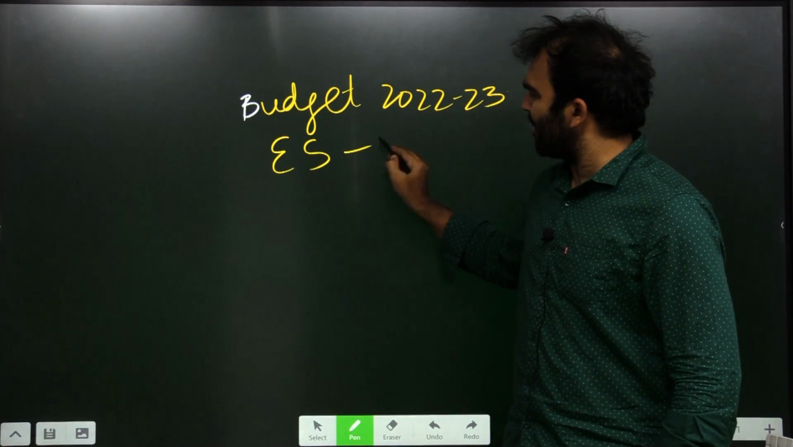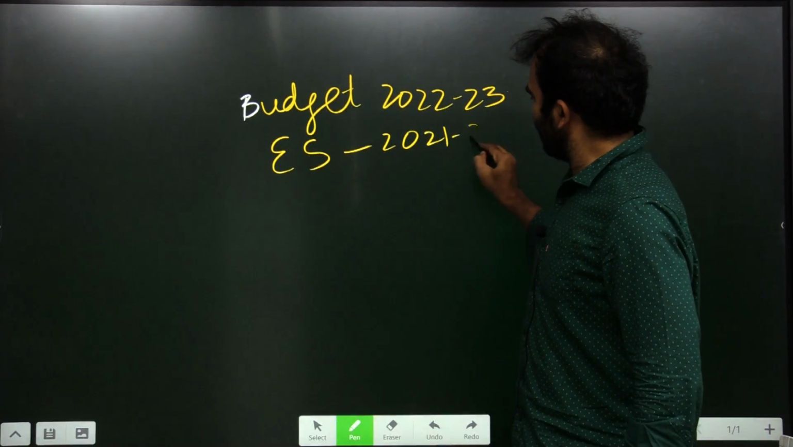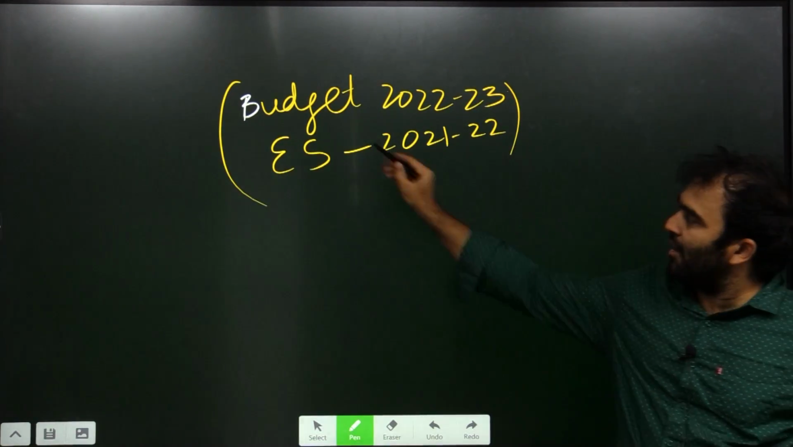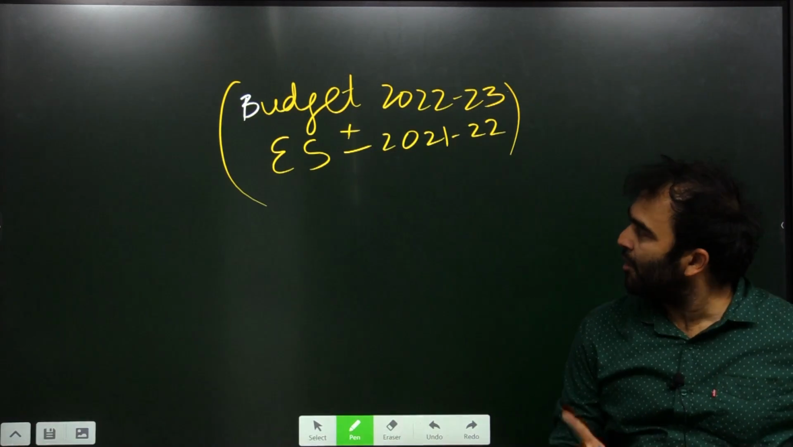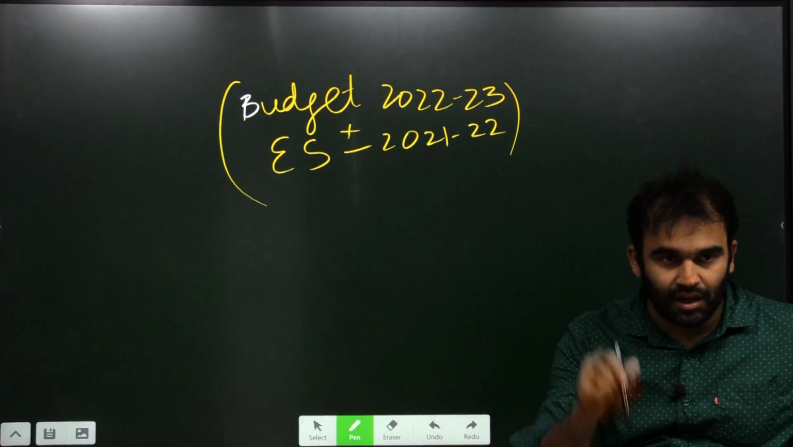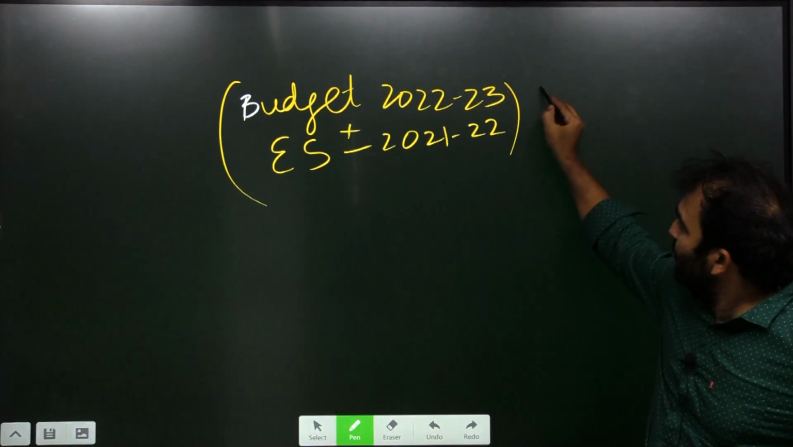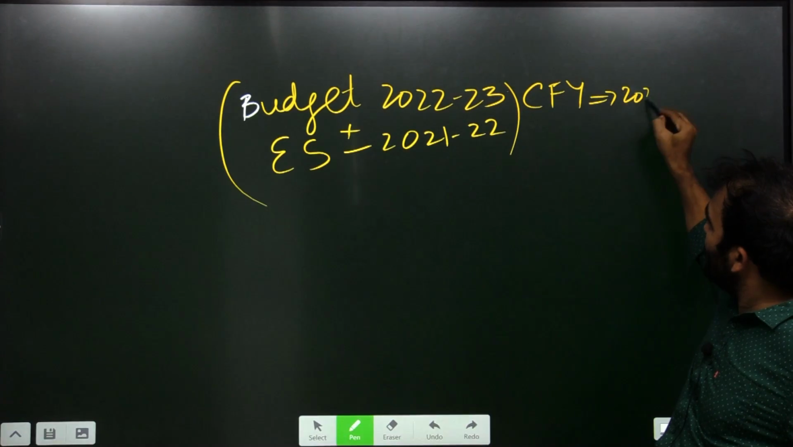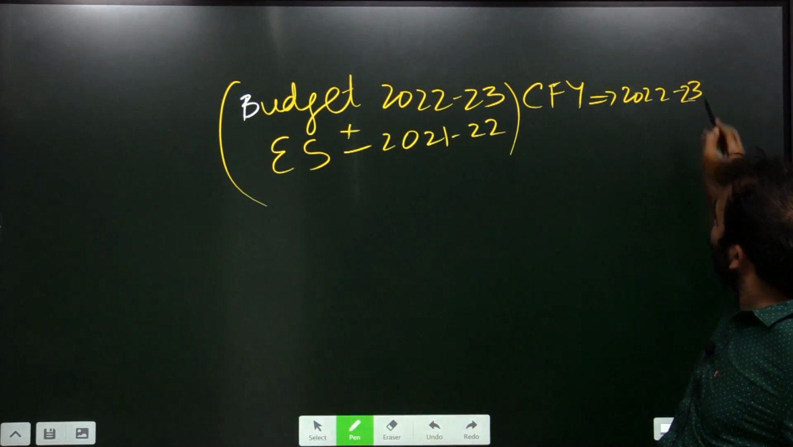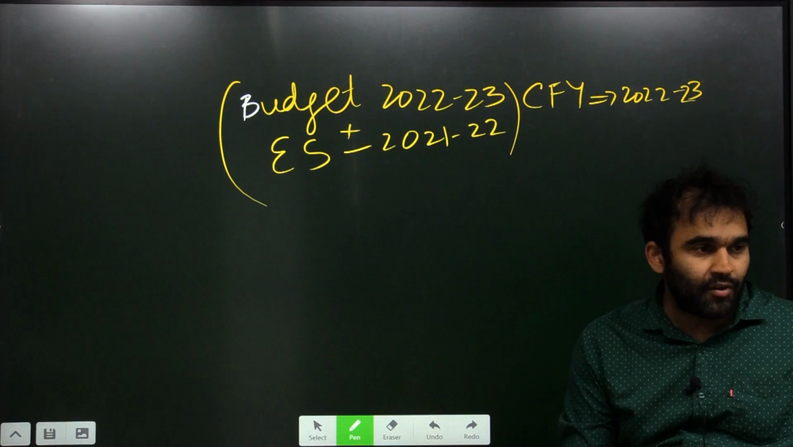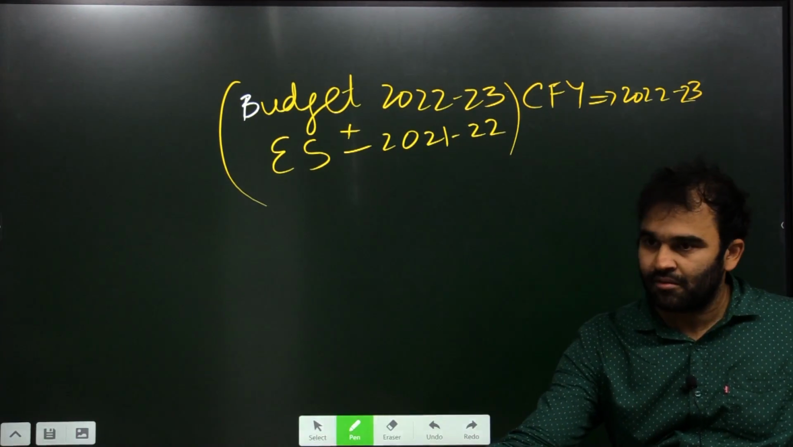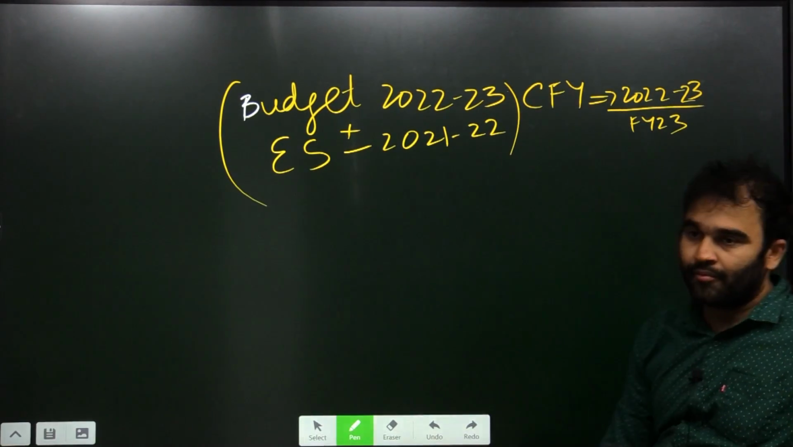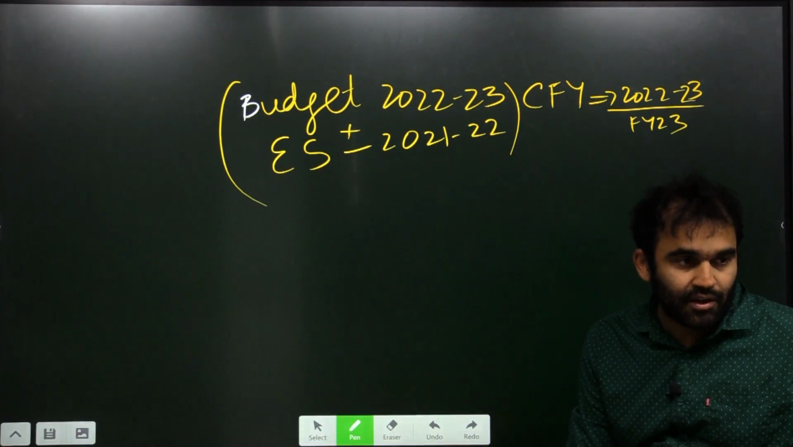I'm sure most of you know this, but I just want to repeat it. Whenever you are talking about budget along with economic survey, remember that budget is for the current financial year. What is the current financial year? 2022-23. We present the budget for the future, which is also called financial year 23.